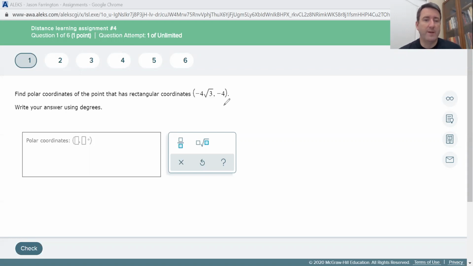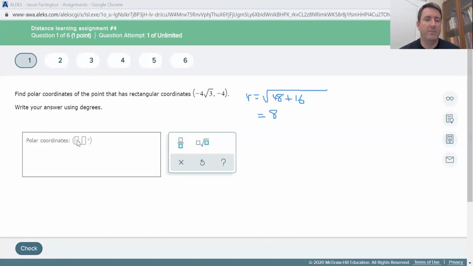So to convert from rectangular coordinates to polar coordinates, we're going to use r is equal to the square root of x squared plus y squared. So we want this squared plus this squared. So -4 square root of 3 squared is going to be -4 squared is 16 times 3 is 48, plus -4 squared is 16. So r is equal to the square root of 48 plus 16. So that's the square root of 64, which is 8.